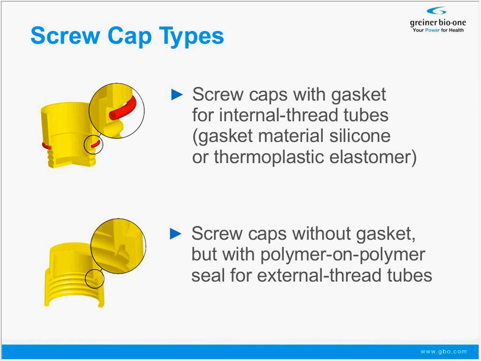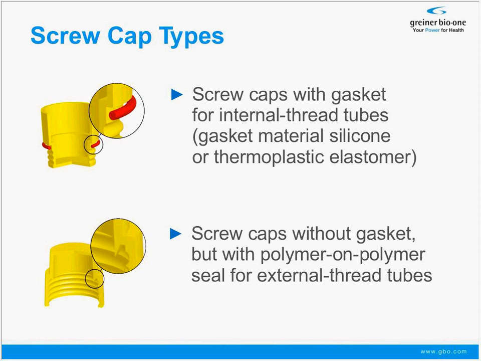The lower picture shows a different type of screw cap. These screw caps are without gasket. They form a seal not by using flexible material, but by pressing polymer of the screw cap against polymer of the tube and therefore forming a barrier and a seal. These screw caps are often used for tubes with external threads.